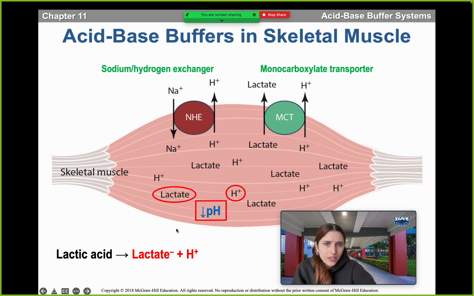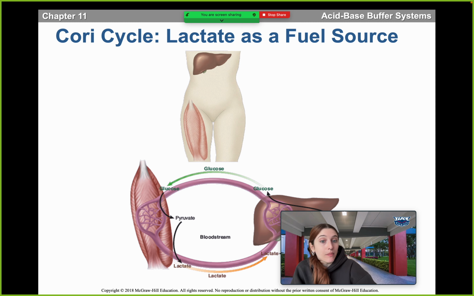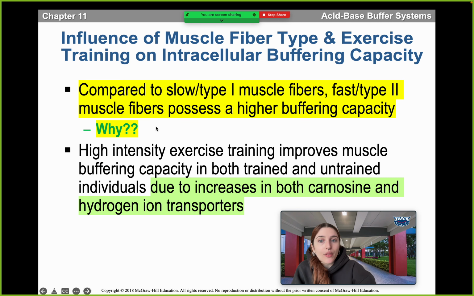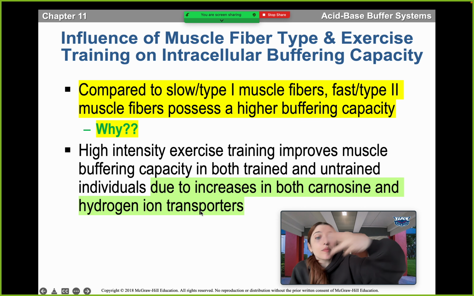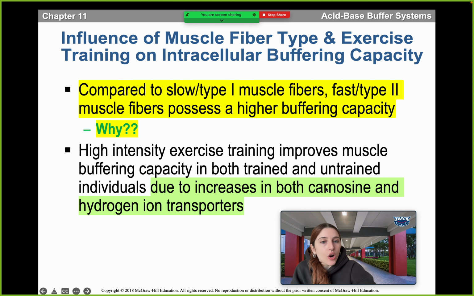So if I go back here, remember, in order to resist these changes in pH, the muscle has to buffer the hydrogen. One of the ways it gets rid of the hydrogen is by pumping it out. So if you enhance this pumping ability, you're enhancing buffering ability. So when we say that training improves buffering capacity, we're improving these transporters. The hydrogen ion transporters that pump the hydrogen out, and also carnosine transporters, which we haven't really talked about, but it's all involved in the mix. You don't really have to know any more than what is highlighted pretty much.